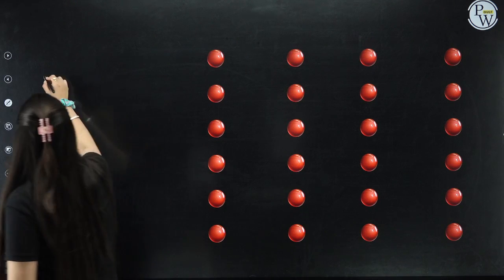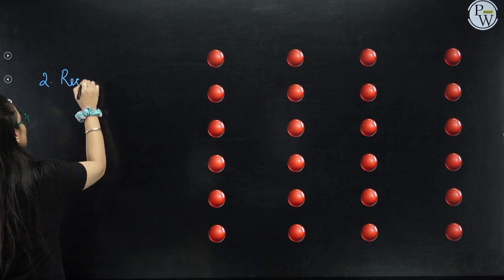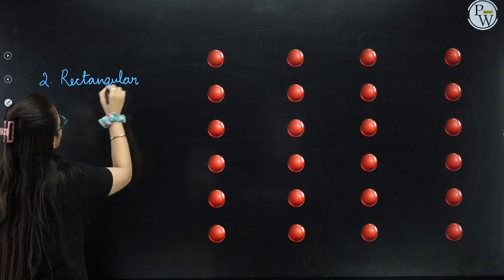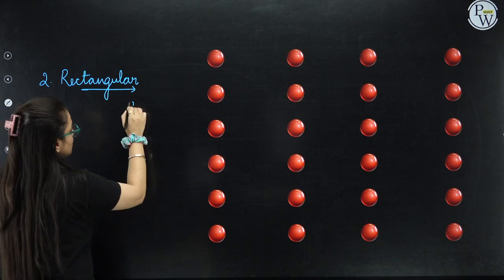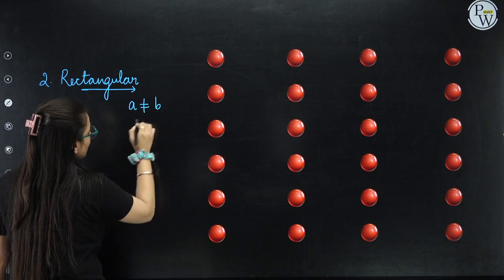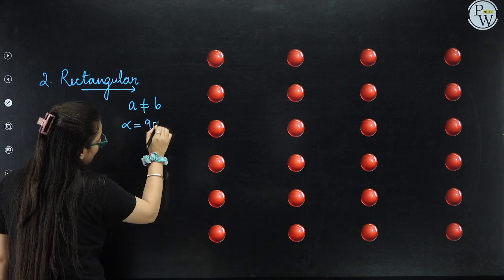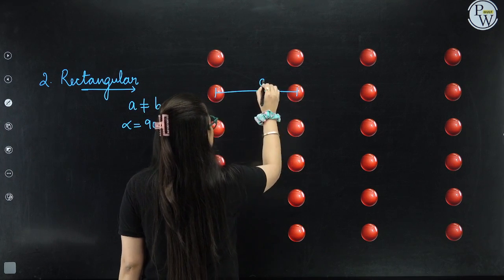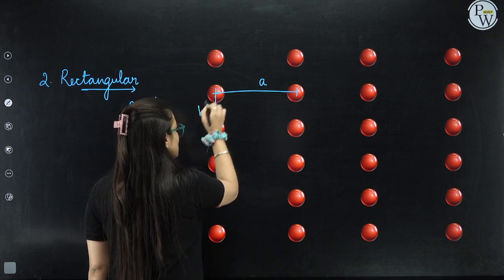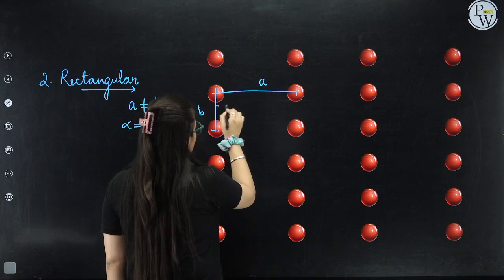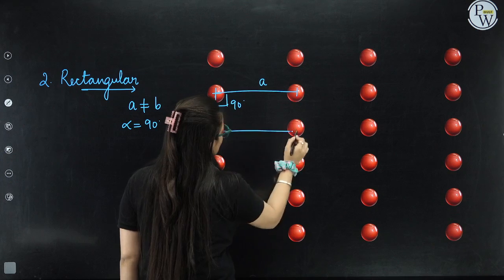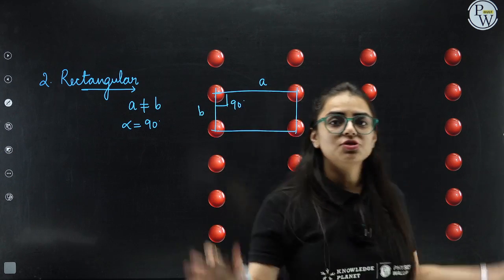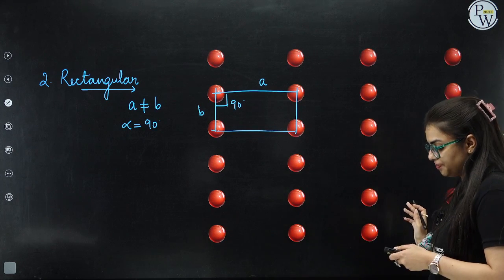Second comes your rectangular lattice or rectangular unit cell. In this case, A is not equal to B, but yes, alpha is 90 degrees. Let us see how. If this is your A, the distance between these two is greater in comparison to the distance between these two on the y-axis, but the angle is 90 degrees. So, when you join it, it forms a rectangle, and this rectangle, on repeating, will form a bigger structure. So, this is the rectangular lattice.